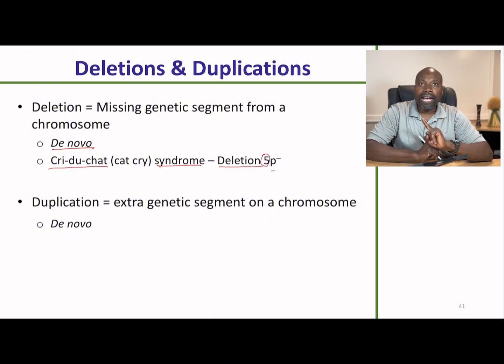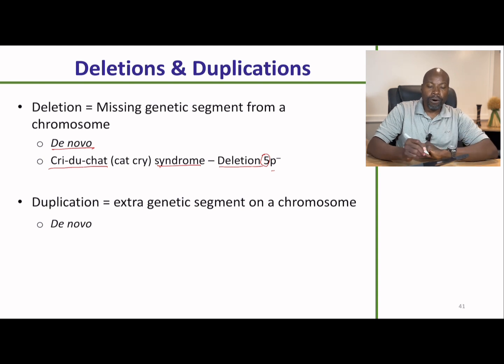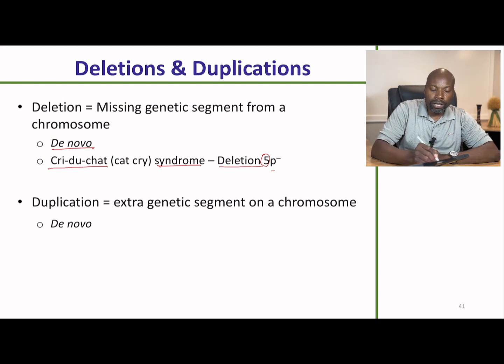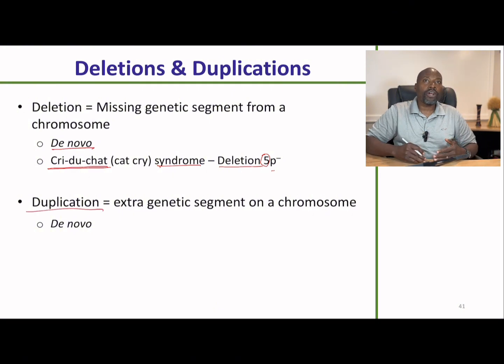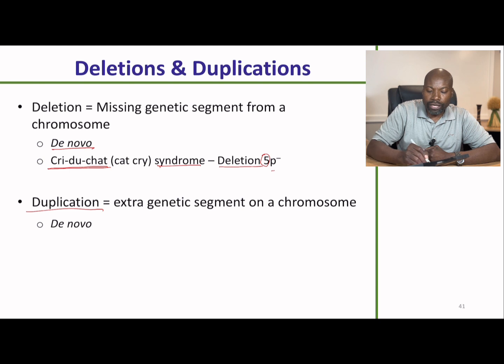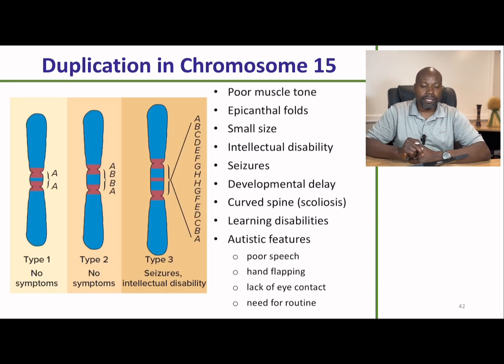So chromosome number 5, short arm, you have a deletion there that is responsible for the syndrome Cri-du-Chat. Okay? You have a duplication. That duplication can occur de novo, right? This is an extra genetic information. We already talked about this.